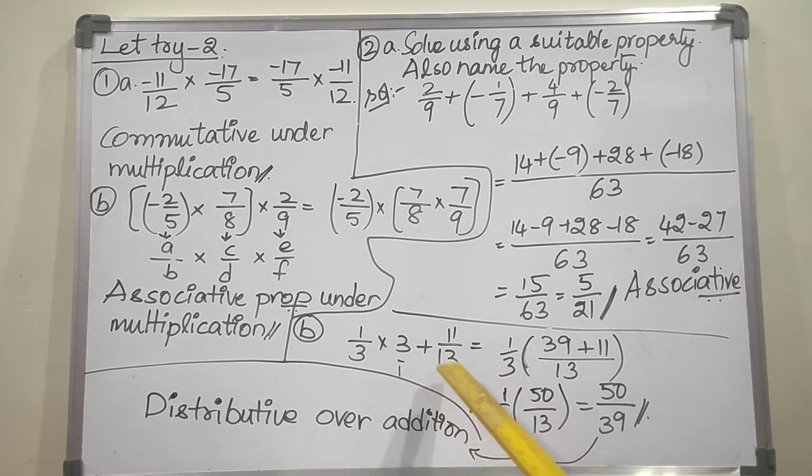Here how I followed is 1 by 3 into this thing goes into the bracket. And I have taken LCM for this. 1 and 13 gives 13. 1 13s are 13, 13 3s are 39. Plus 11 as it is. 13 1s is 13, 1 11s are 11. Okay. Now after solving, 39 plus 11 gives 50. Here same as it is multiplied. 50 by 13 3s are 39. Here the property applied is distributive over addition.